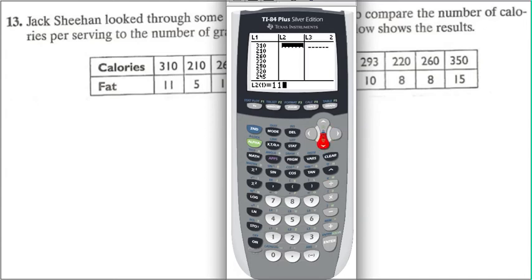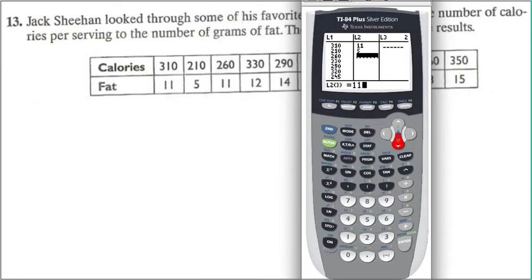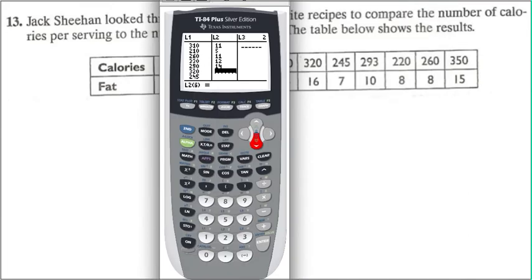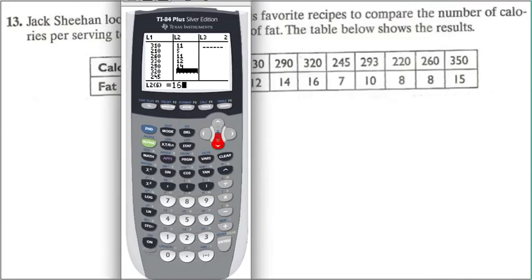So for the second list we have 11, 5, 11, 12, oops, this was 12, 14, 16, 7, 10, 8, 8, 15. All right, it seems like we have all the values plugged in.